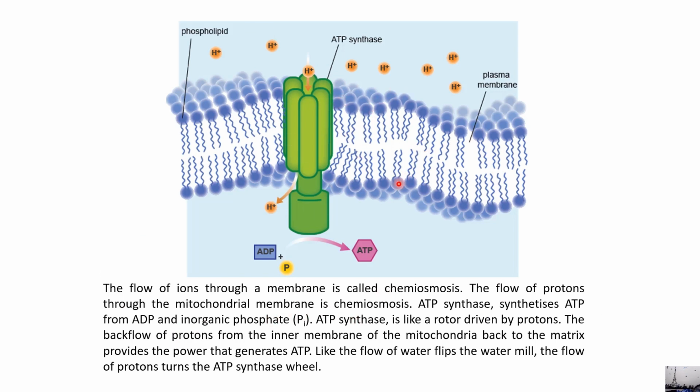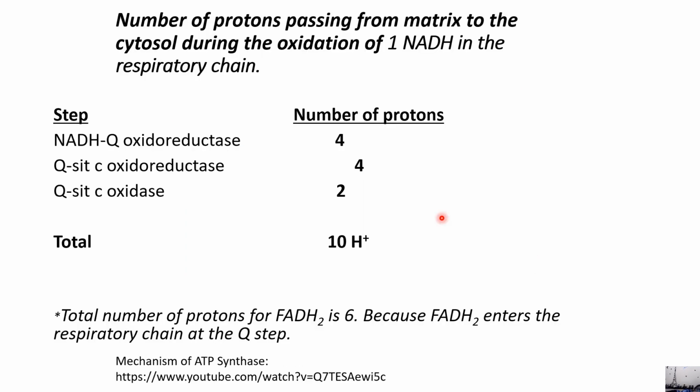Okay. So the backflow of protons across the inner membrane of the mitochondria back to the matrix basically provides the power that generates ATP. Like the flow of water turns the water mill, the flow of protons turns the ATP synthase wheel. Basically the same concept.